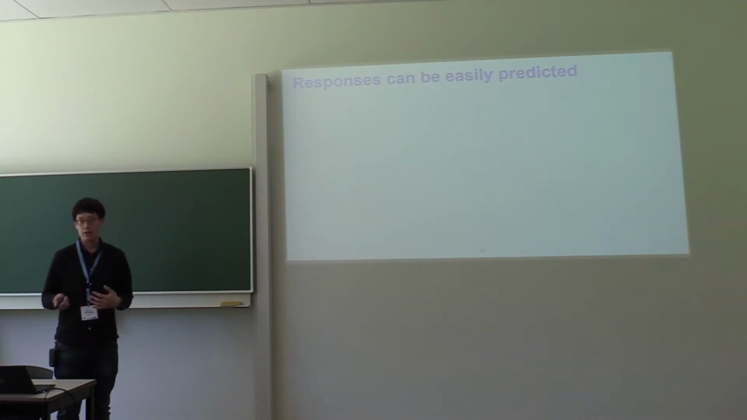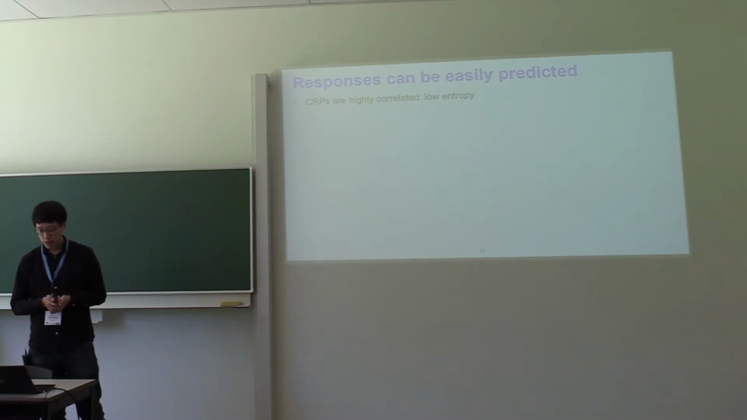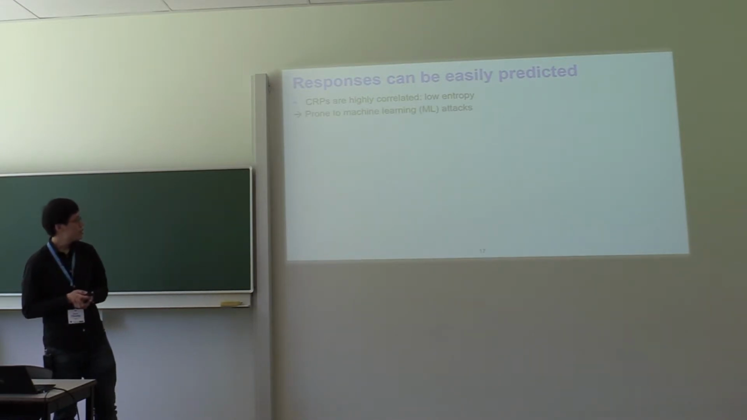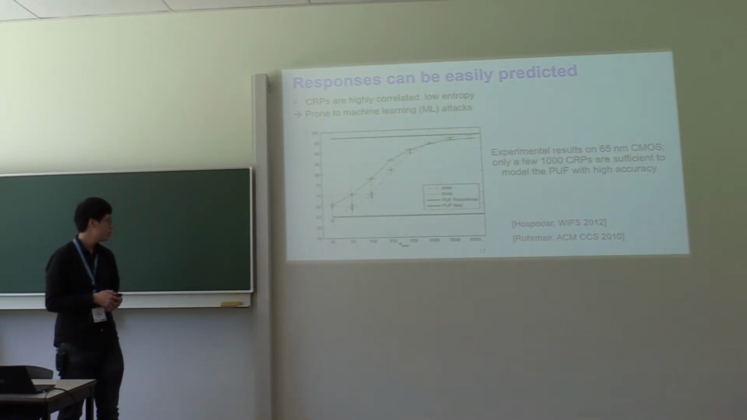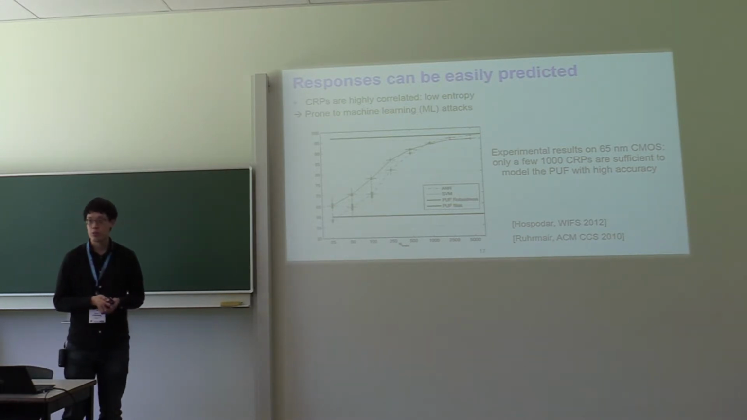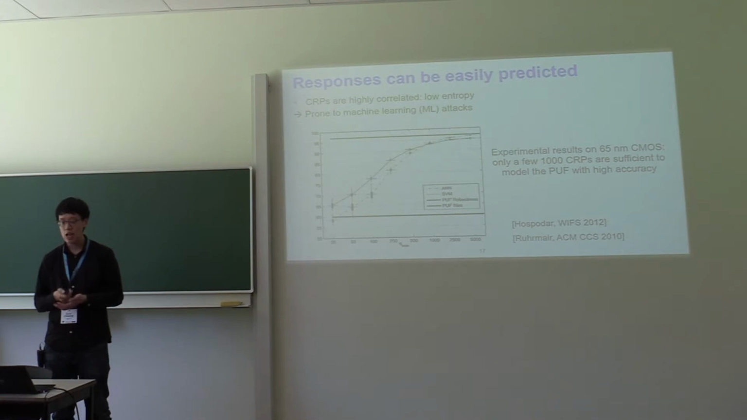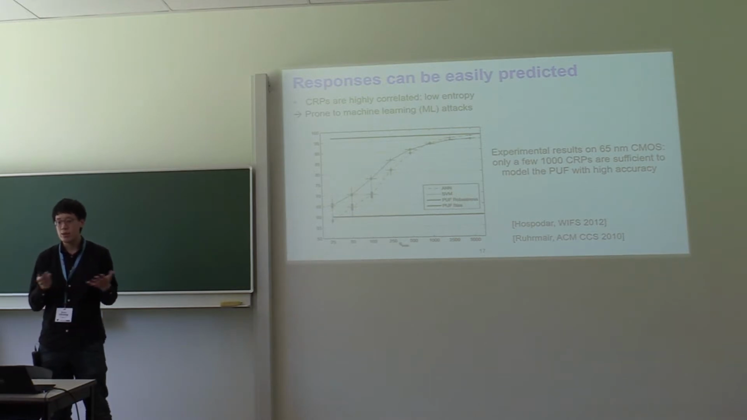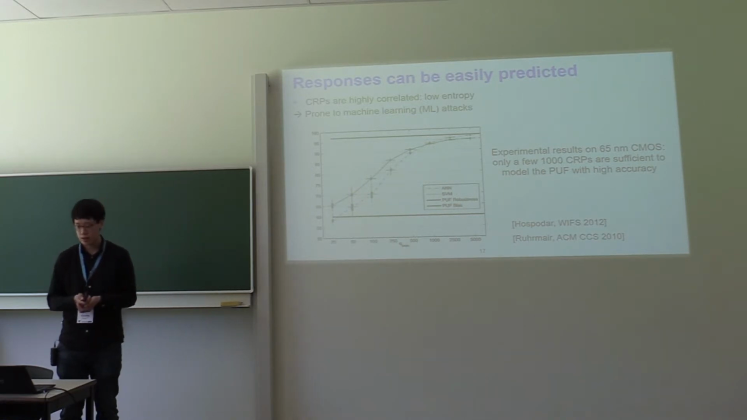In practice, how people evaluate whether we can use something as a strong PUF is to run attacks. Because the pairs are highly correlated, they are prone to machine learning attacks. Here is an example: in this paper, they did some training on the challenge-response pairs, and it only needed thousands of challenge-response pairs to model this PUF with high accuracy. So in this case, we cannot really use it to implement the ideal authentication scheme that we desired.